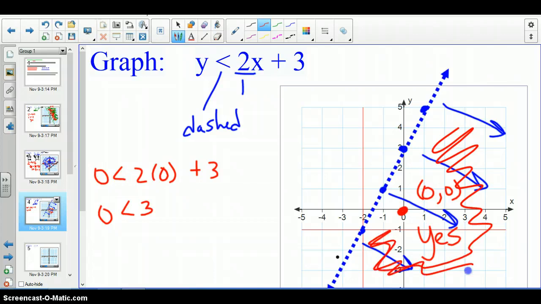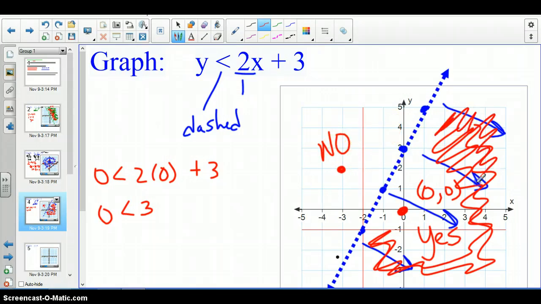Now, for instance, if you plugged a point in, say I plugged a point over here, say we plugged in negative 3, 2. When we plug that in, my inequality would be false, so no. So this side is no, so that tells me I should shade to the other side of the line.